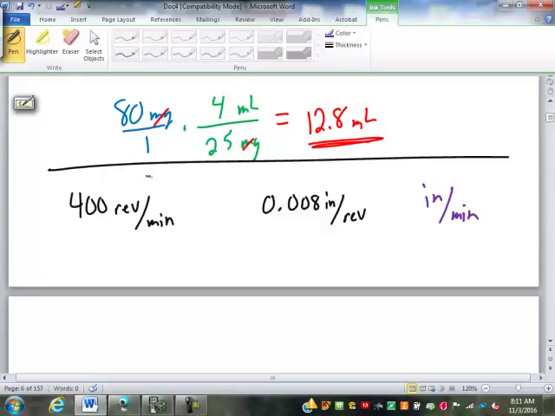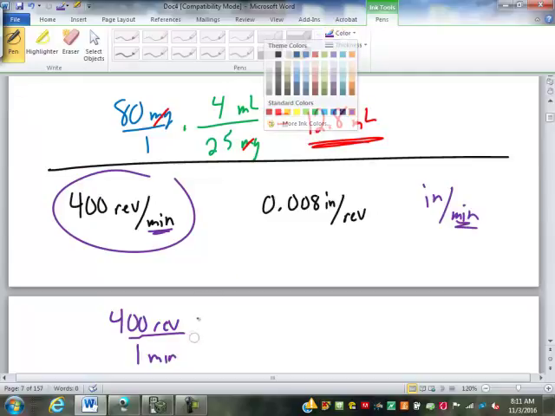So if I start out with this unit here, it's got minutes on bottom. I want minutes on bottom, so I'm going to keep that the way it is. If I needed minutes on top, I'd flip it over and put 1 minute over 400 revolutions. But in my answer, I'm going to want minutes on bottom, so that'll work. That's 400 revolutions over 1 minute.